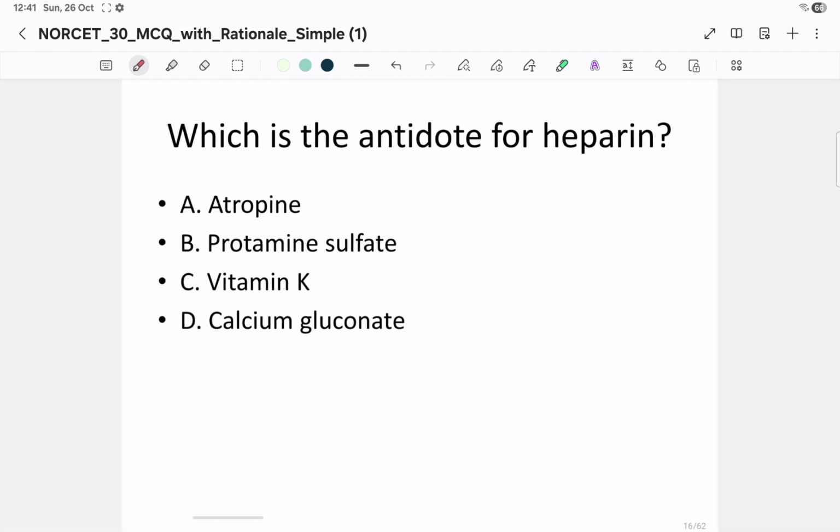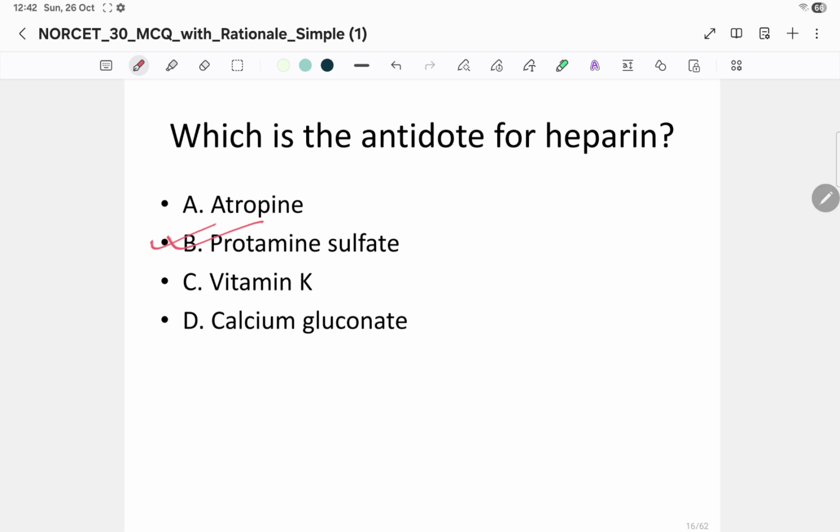Next, which is the antidote for heparin? Option A, atropine. B, protamine sulfate. C, vitamin K. D, calcium gluconate. And the correct answer is option number B, protamine sulfate, because it neutralizes the effect of heparin. And vitamin K, it is the antidote of warfarin.